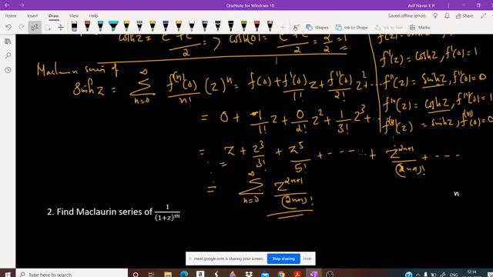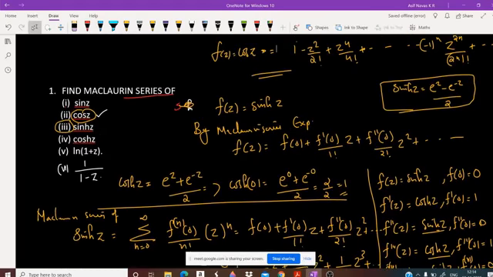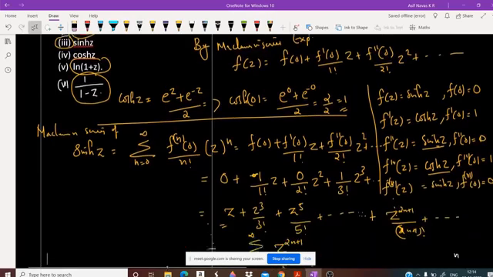Okay. So similarly, you can do log 1 plus z and also 1 by 1 minus z. So I will do 1 by 1 minus z.